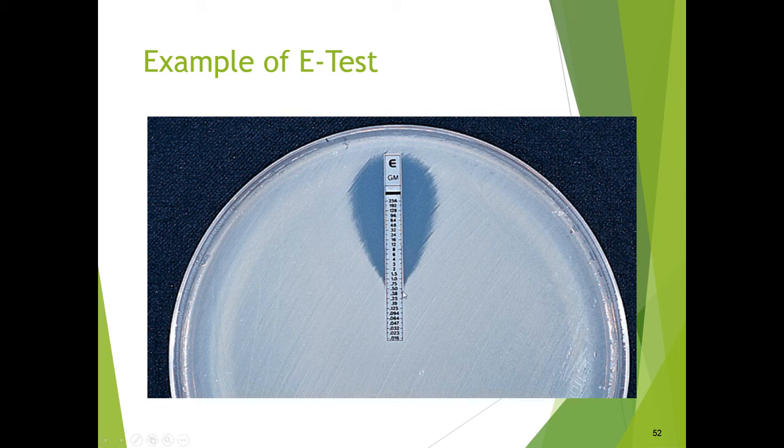So here on this side it touches between 0.5 and 0.75, and then on this side it's touching about the same, between 0.5 and 0.75. So I would take the higher of the two, so I would report 0.75 as my minimum inhibitory concentration. So MIC.